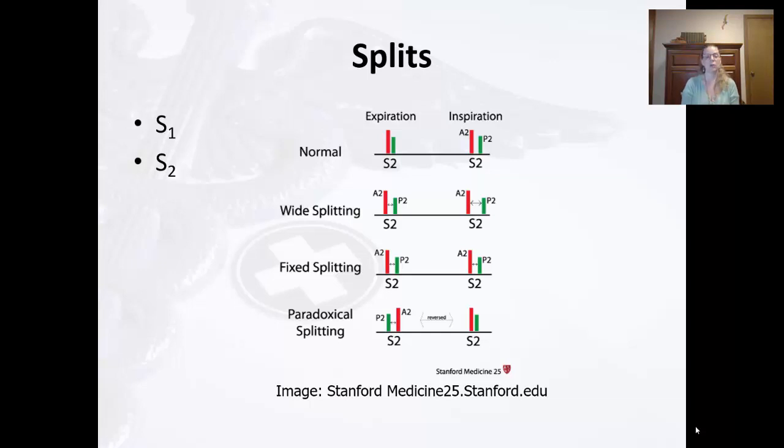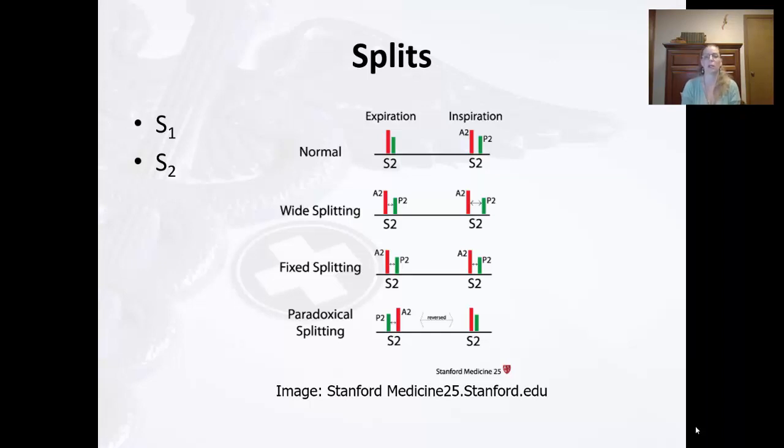Now, when you're listening to S1 and S2, especially in the areas of the aortic and pulmonic valves, you might hear what's called a split. And splits are considered normal if they're heard during the inhalation phase. They usually are not heard during the exhalation phase. Now, there are several different types of splits.